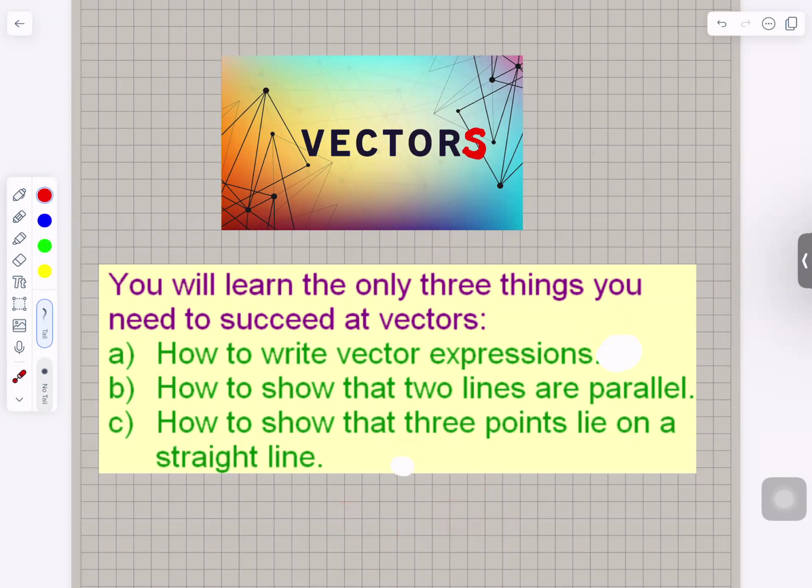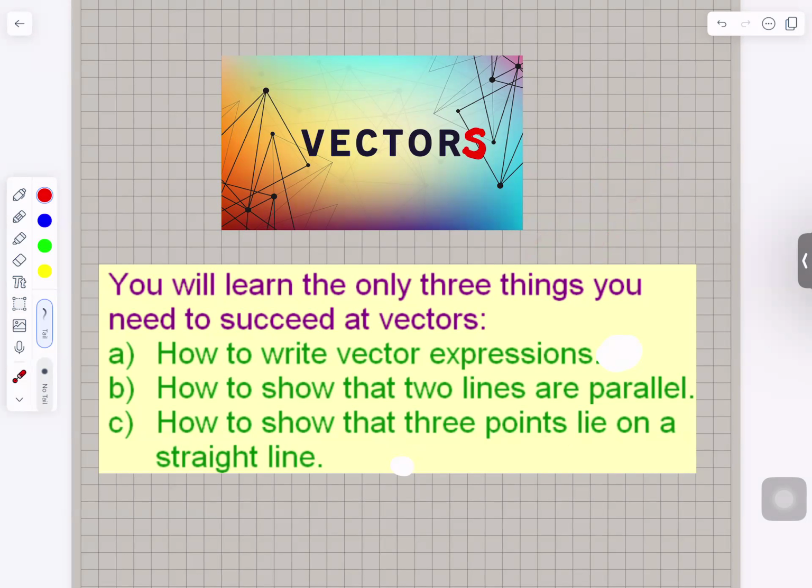How to show that 2 lines are parallel. That's one line there, and that's another line. How to show that they are parallel. You can learn the formula. And then how to show that 3 points lie on a straight line.